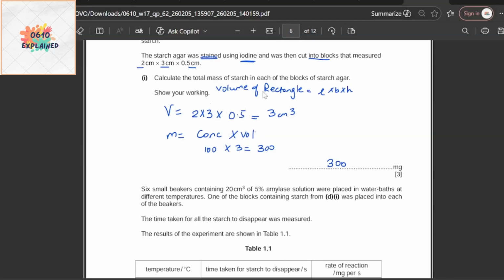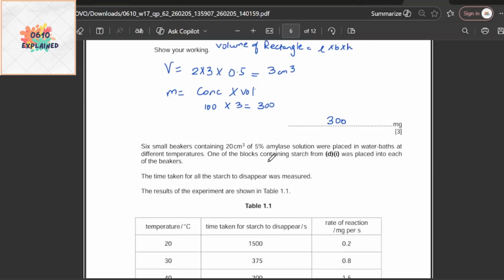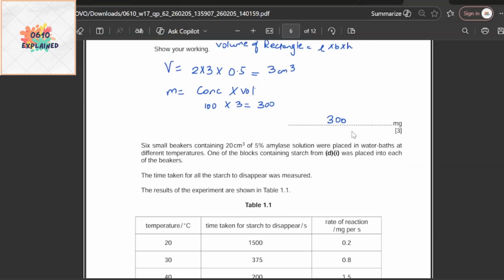Now, since it is a rectangular block, we will be using the volume of the rectangular block, which is length into breadth into height. We have to substitute the values over here. So the volume will be 2 into 3 into 0.5, which is 3 cm cube. Now we are talking about the concentration into volume because we want to find the mass. So 100 into 3 will give you 300, which is 300 milligrams, the final mass that we are expecting to work with.